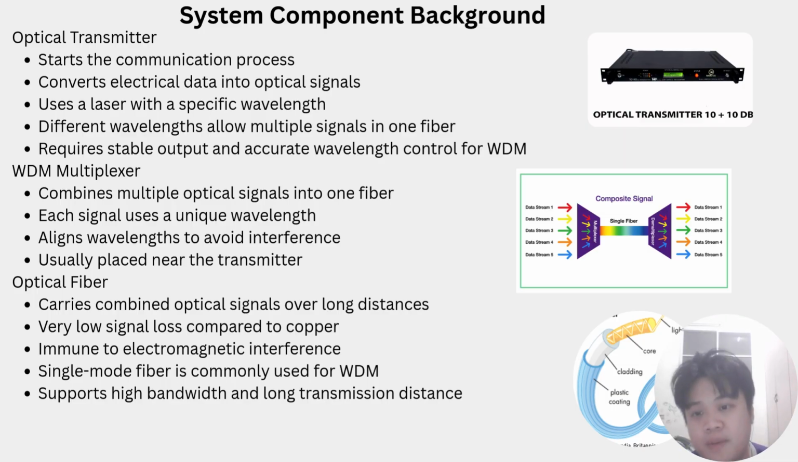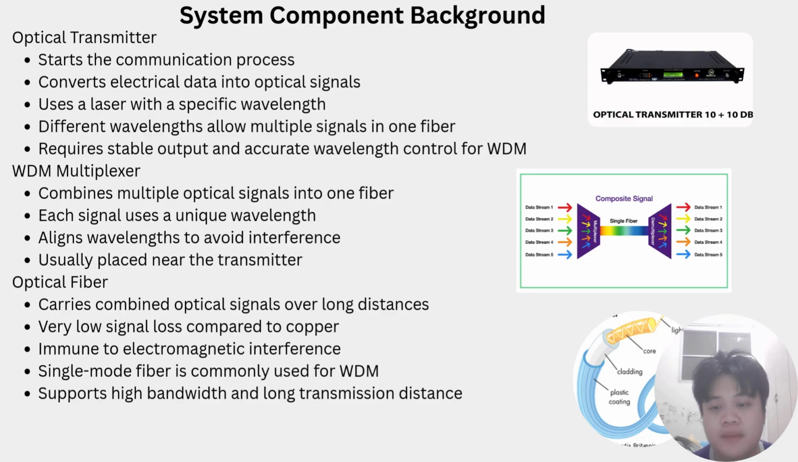For the system component background, first is the optical transmitter. It starts the communication process by converting electrical data into an optical signal. A laser with a specific wavelength is used, and stable wavelength control is essential for WDM operation. Next is the WDM multiplexer. It combines multiple optical signals, each with a unique wavelength, into a single optical fiber. This helps avoid interference between signals and increases transmission capacity.